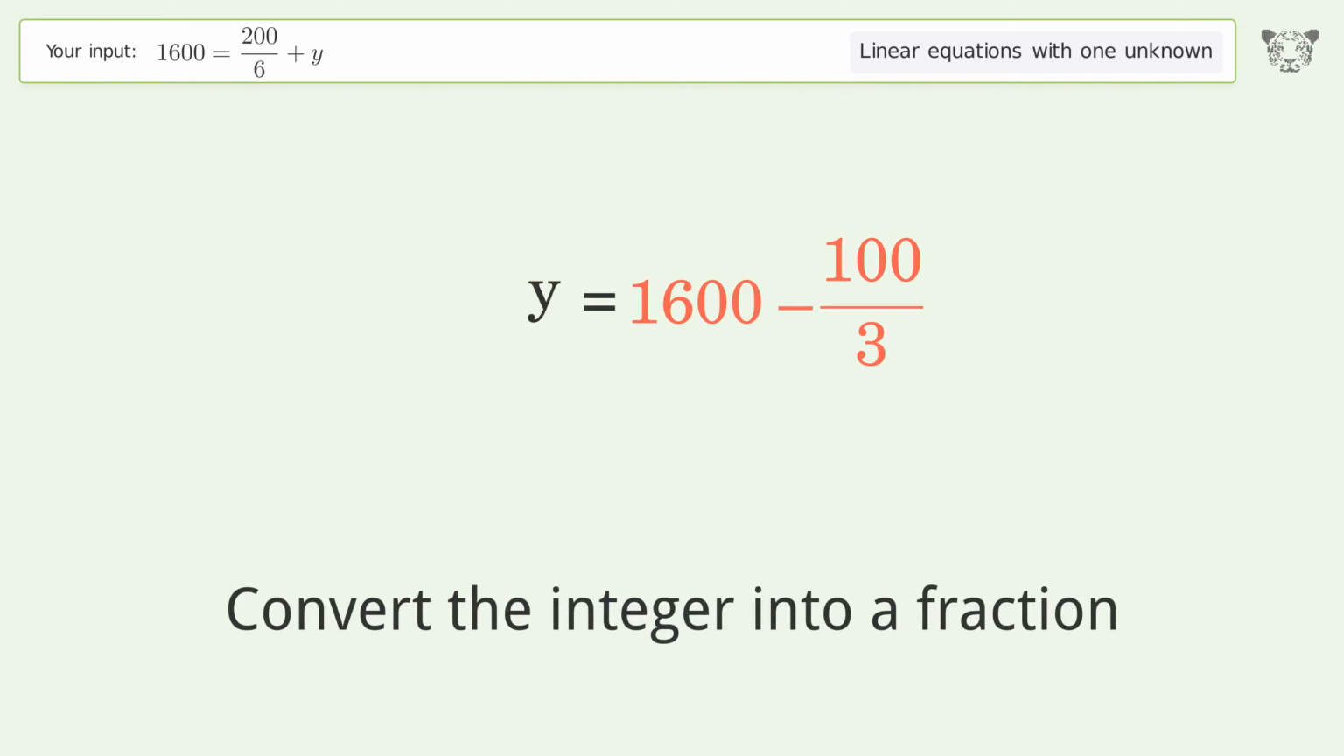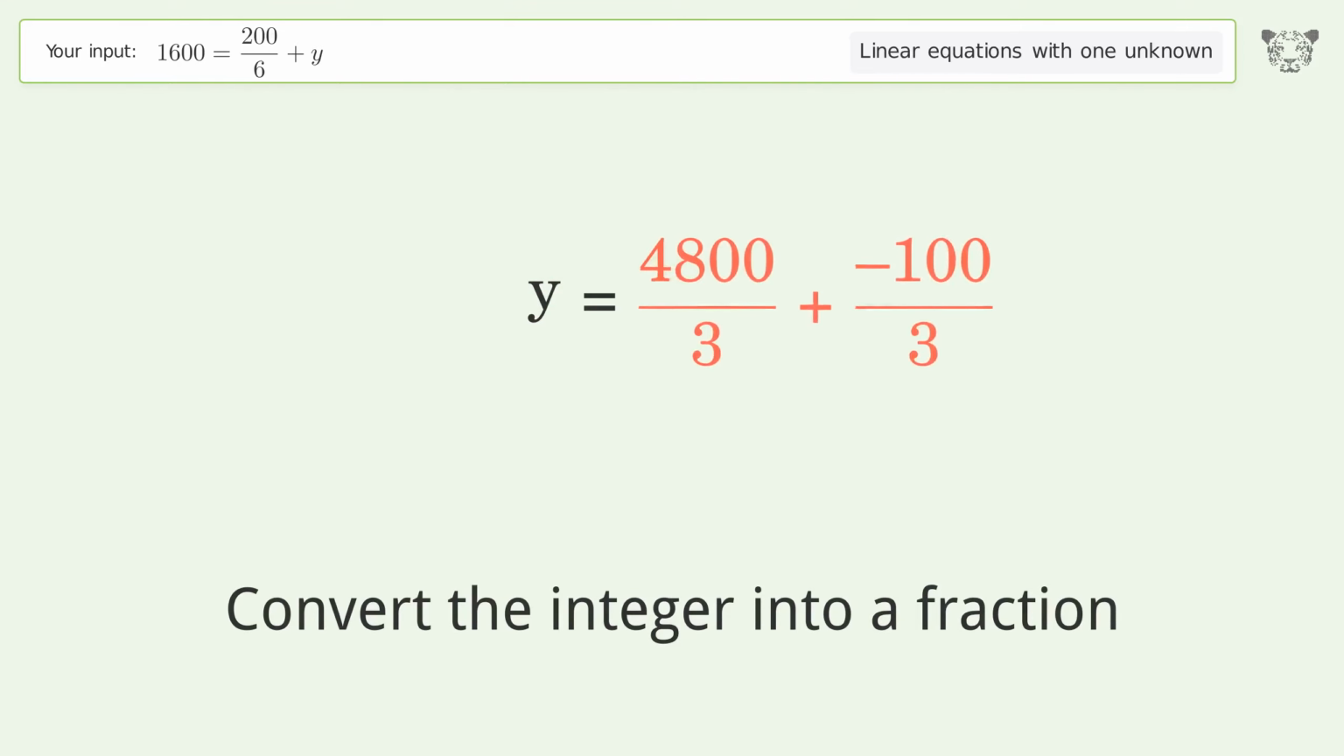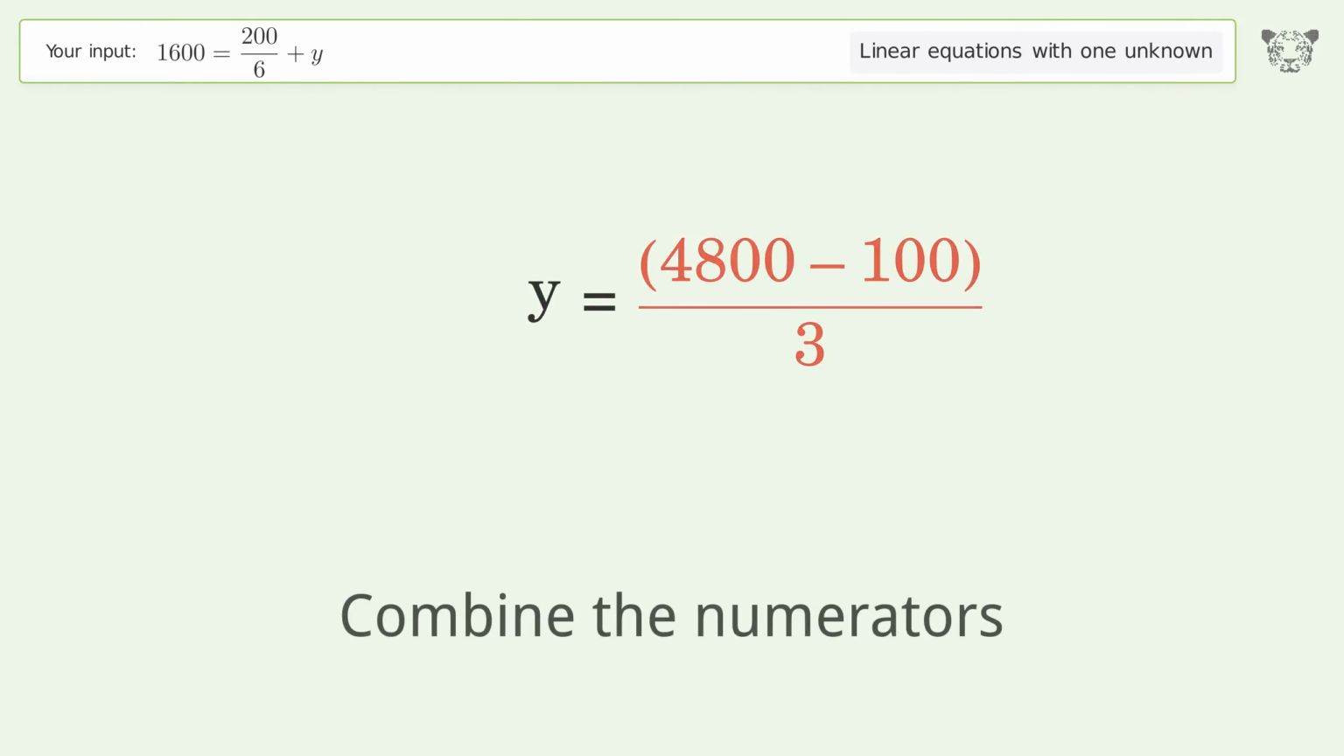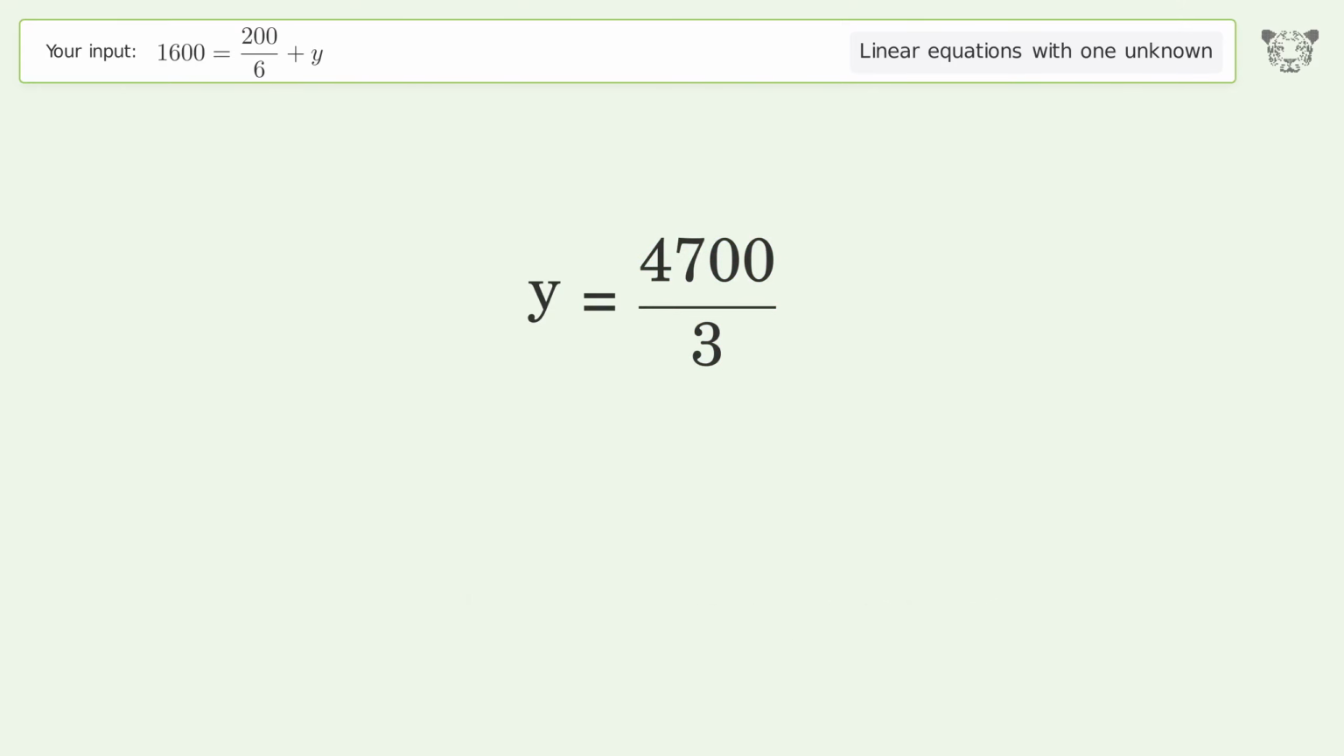Convert the integer into a fraction. Combine the fractions. Combine the numerators. And so the final result is y equals 4700 over 3.